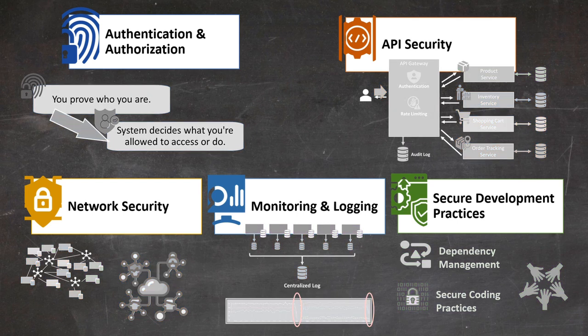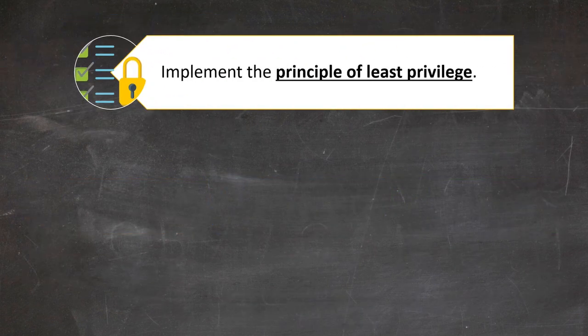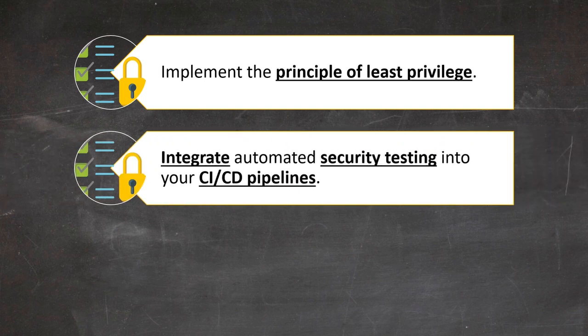To tie it all together, remember these three overarching best practices. First, implement the principle of least privilege. Every service, user, and process should have only the minimum permissions necessary to perform its function. This limits the potential damage from any single point of compromise. Second, integrate automated security testing into your CI/CD pipelines. This ensures that security checks are performed consistently and frequently, catching vulnerabilities before they reach production.